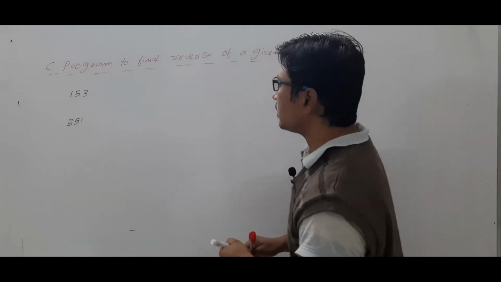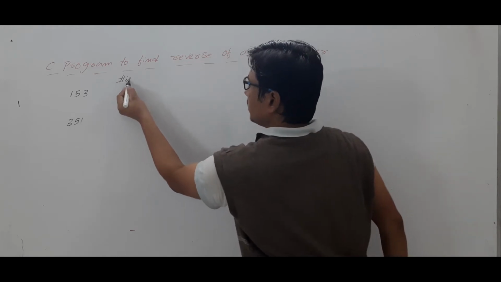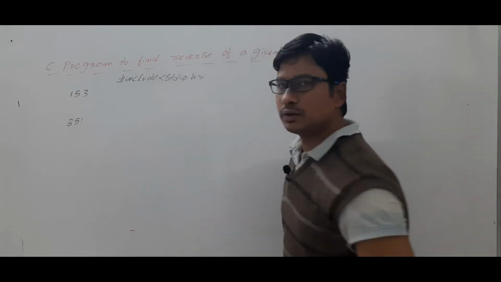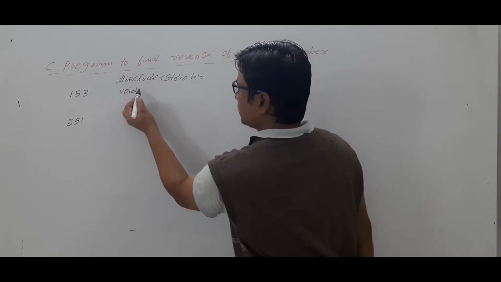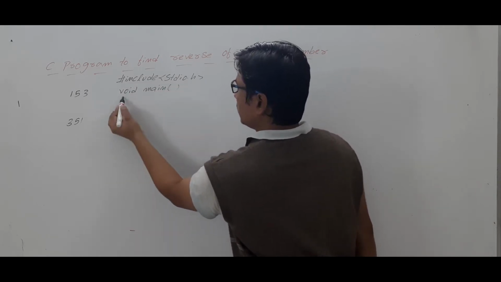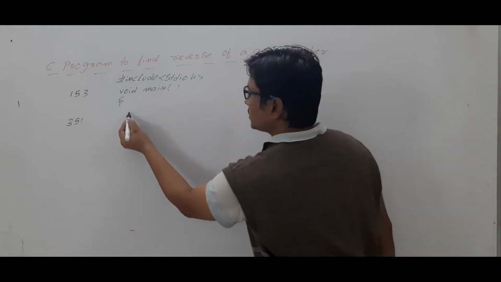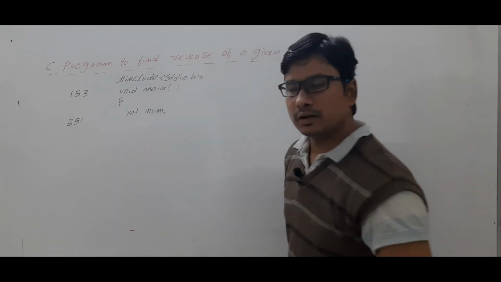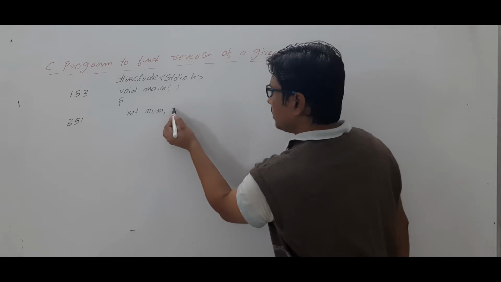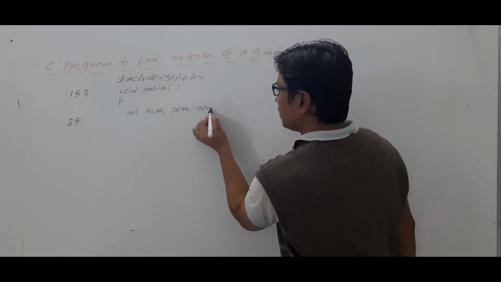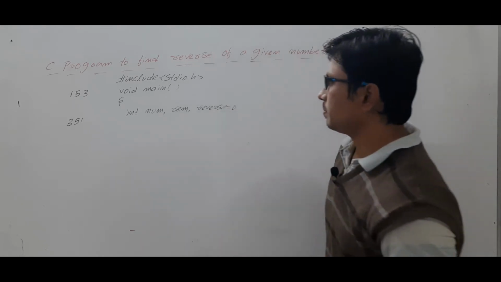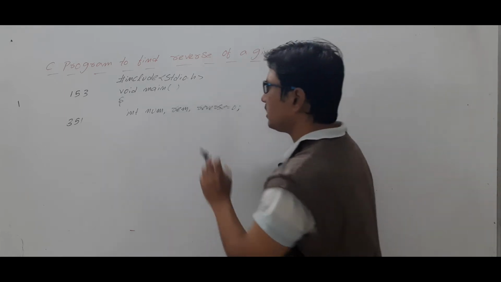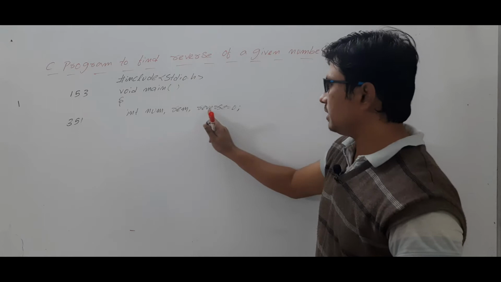To do that, I need to include the header file called stdio.h. #include <stdio.h>, void main. And then I need to declare the variables which I will use in the program. Now I will take num, and then I will take remainder. I will take reverse and make it 0, and any other variables which I require, I will use whenever it is required. So currently I am declaring three variables: num, remainder and reverse.